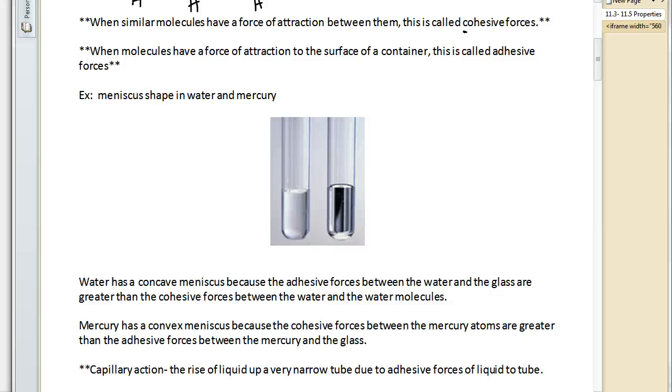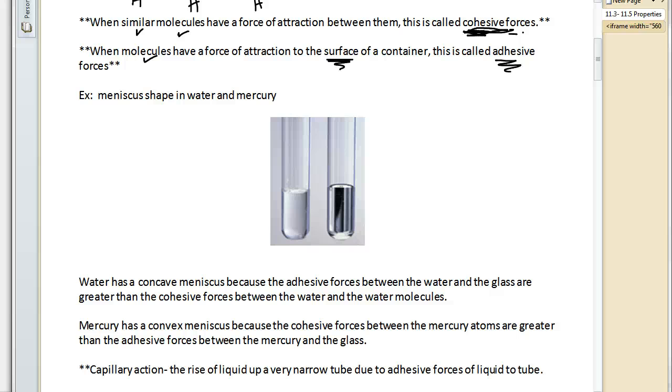And one of these terms is the term cohesive. What we mean by a cohesive force is when we have similar molecules having a force of attraction between them. We've talked about this as an intermolecular force. This is called a cohesive force. Now, something also can happen when we have molecules, we'll have a force of attraction for the surface of the container that they're put in. Whenever this happens, we call this an adhesive force. So cohesive is when a molecule is attracted to a molecule. Adhesive is when a molecule is attracted to the surface of a container that they're placed in.